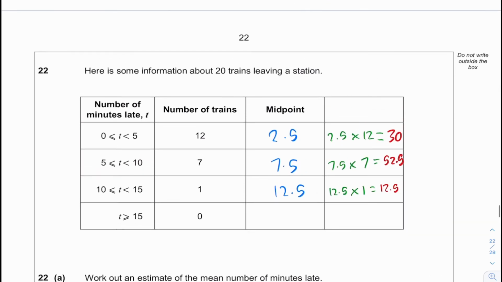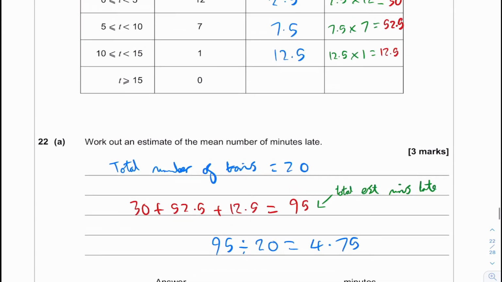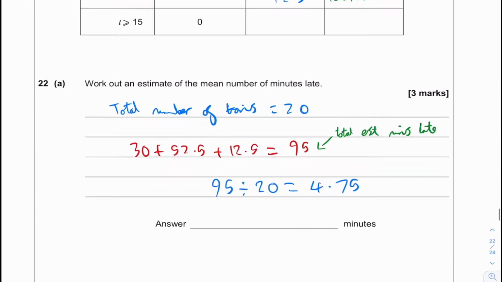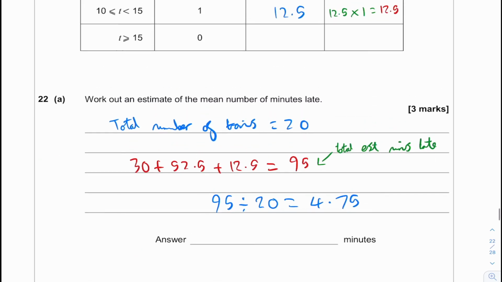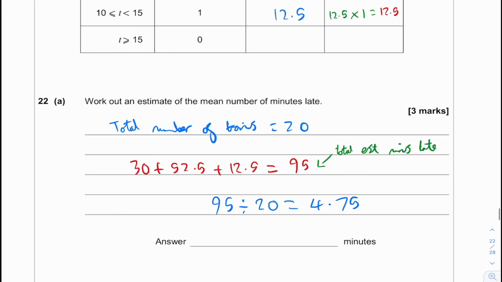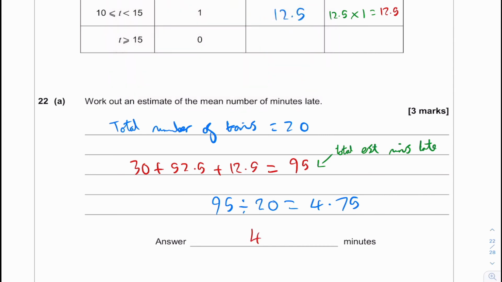And it doesn't actually say what we should round our answer to. So what we can round it to is, in this question I'd go for 1 decimal place, so I'd round up the 5 to make this an 8. So I'd say each train on average was 4.8 minutes late, and I'd just put 2 SF here.